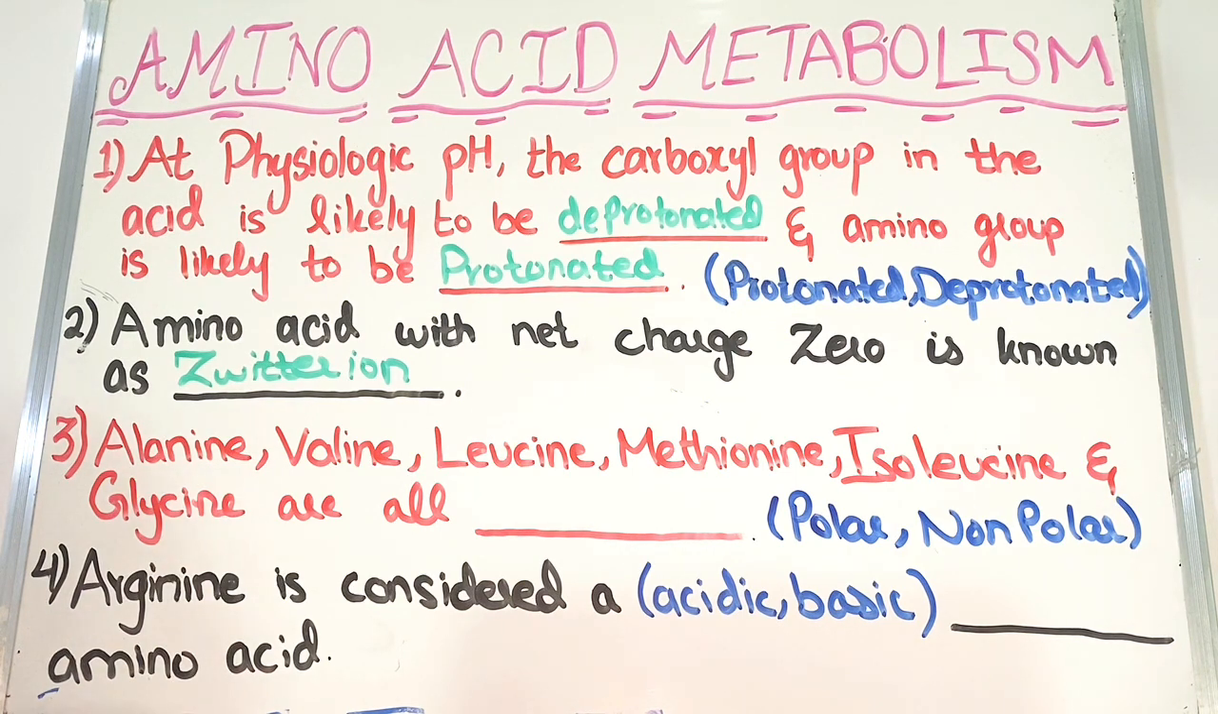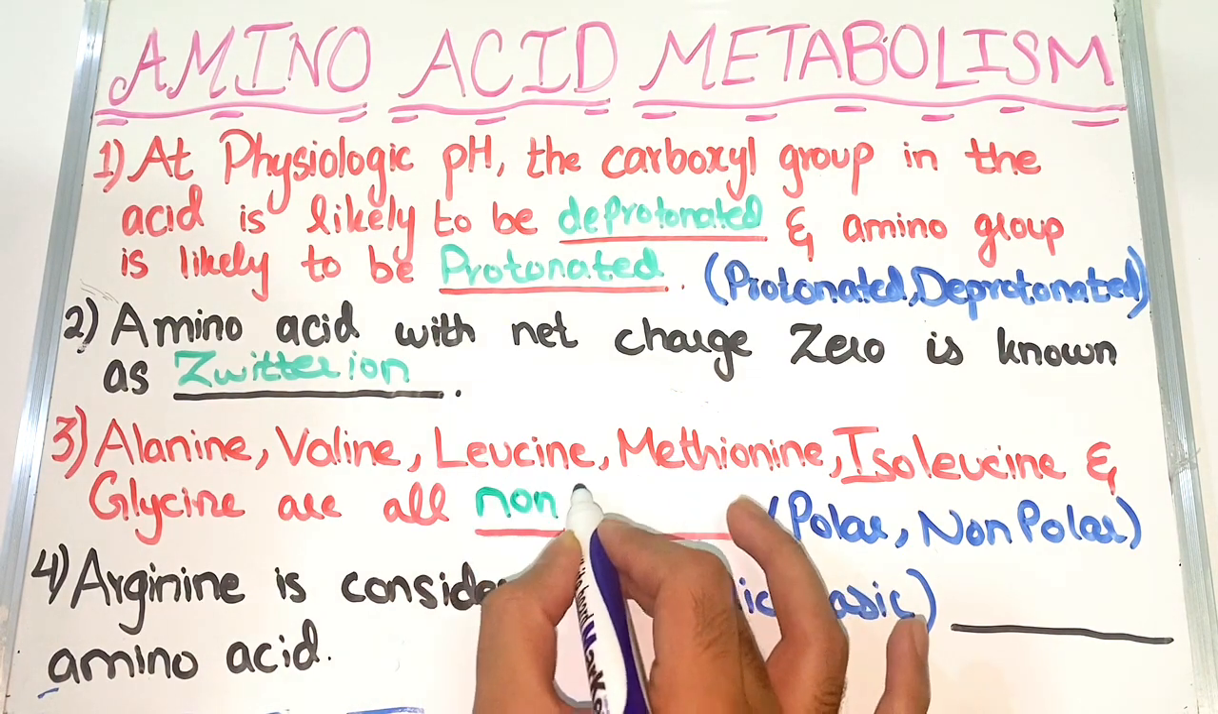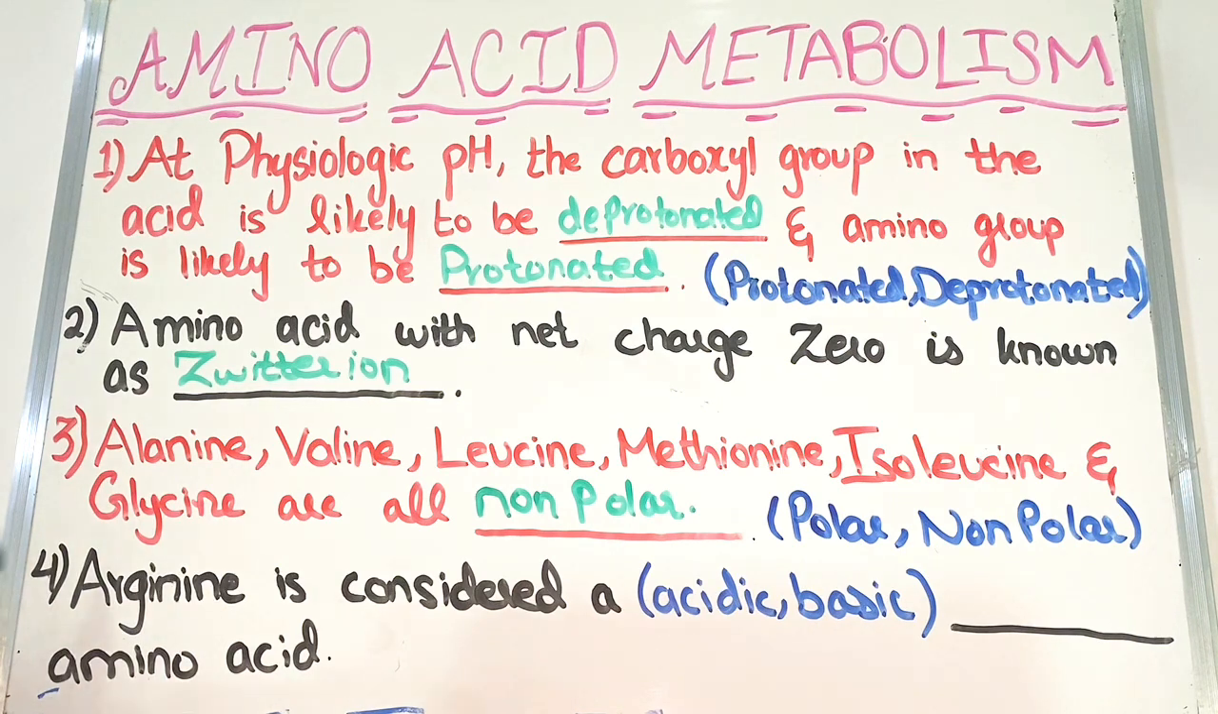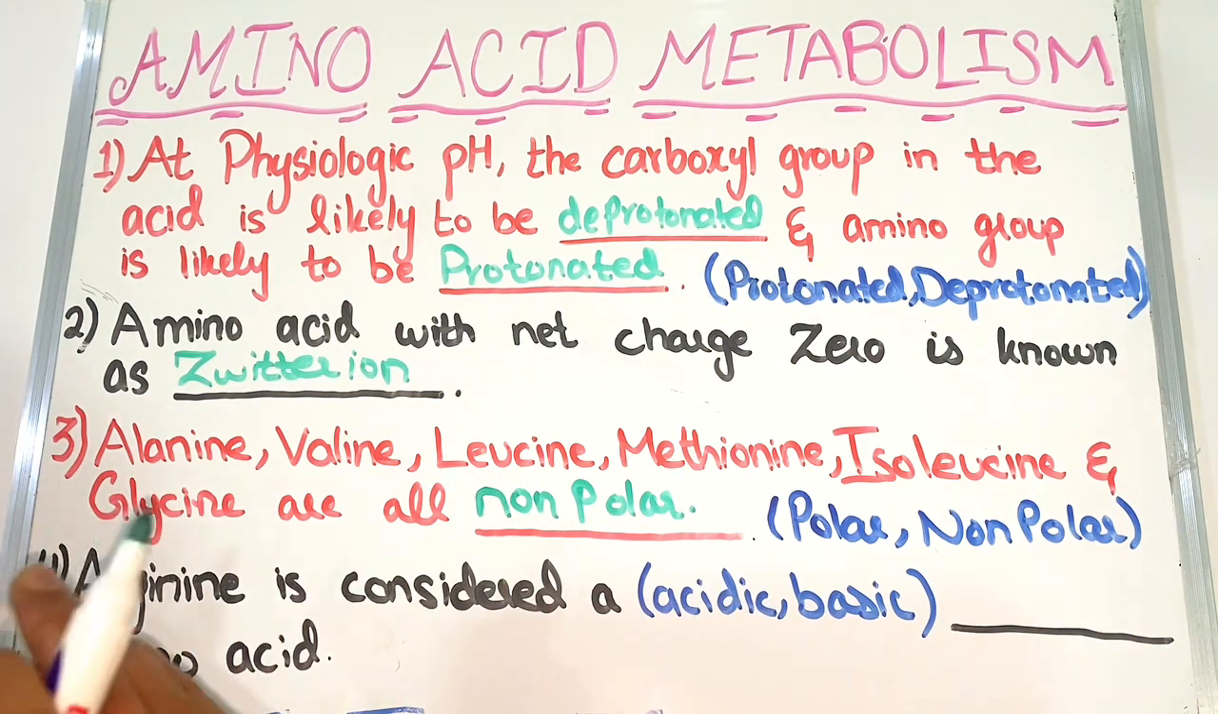Okay. Next, I will tell you that there are many new things you will learn in these MCQs or quiz. So alanine, valine, leucine, methionine, isoleucine, and glycine all are non-polar amino acids. So I suggest you learn these because these are new things.